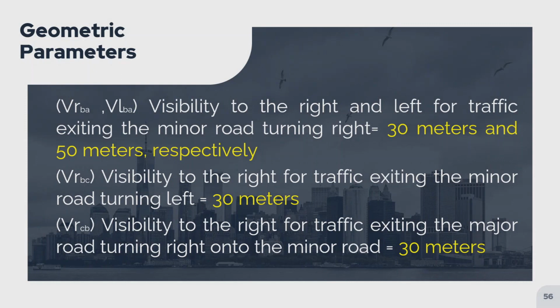Visibility to the right and left for traffic exiting the minor road turning right is 30 meters and 50 meters respectively. Visibility to the right for traffic exiting the minor road turning left is 30 meters. Lastly, the visibility to the right for traffic exiting the major road turning right onto the minor road is 30 meters.